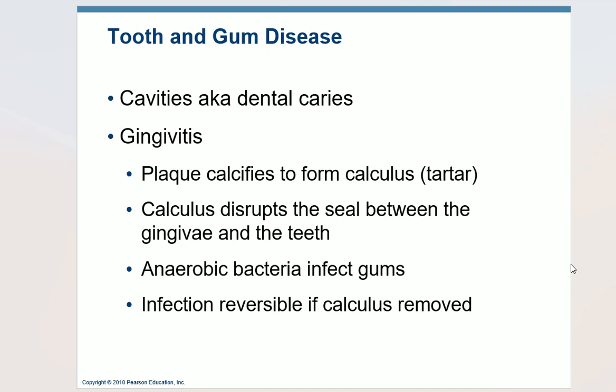Bacteria get in, infect the gums. That's where that bright red soreness happens. And these bacteria are anaerobic, so they don't need air to divide. They are able to divide and replicate in these captive, oxygen-free environments. Now, this is reversible if you go to the dentist every 6 months and get that tartar removed.